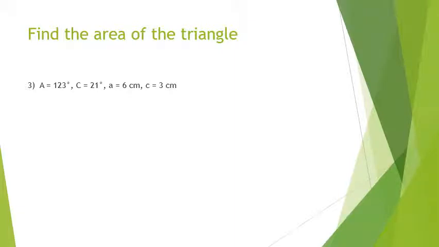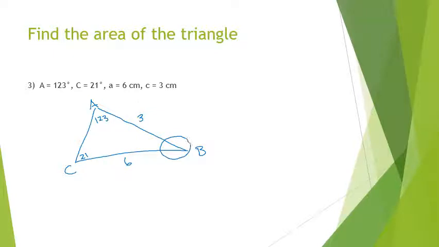Next one. They've given us A, B, C. So they've given us 123 degrees, 21 degrees. Small a is 6, small c is 3. So first check, do we know side angle side? We don't. We would need to know angle B in order to have a side angle side. But luckily, the 3 angles add to 180, so it's really easy to find angle B. So 180, subtract 123, subtract 21, and that's 36 degrees.